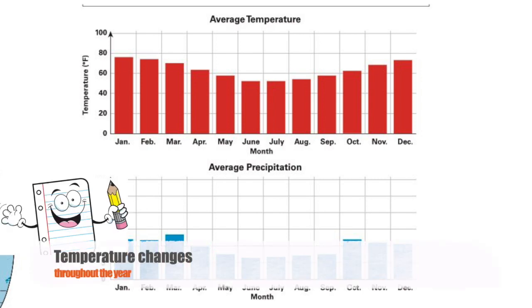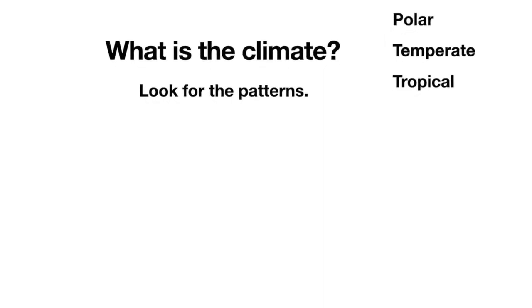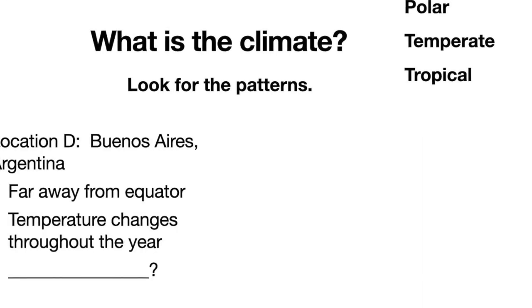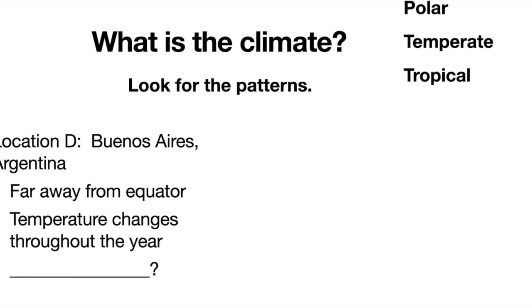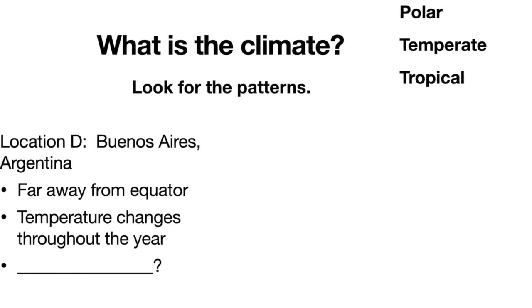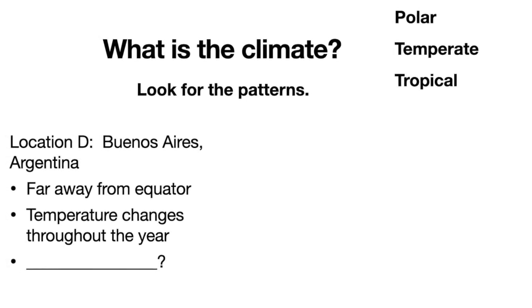It changes throughout the year, but unlike the United States, it is warm at the beginning of the year in January and colder in the middle of the year in July. What is the climate for Buenos Aires? Is it polar, temperate, or tropical? Let's take a look at our notes so far. Buenos Aires, Argentina is far away from the equator, has temperatures that change throughout the year.